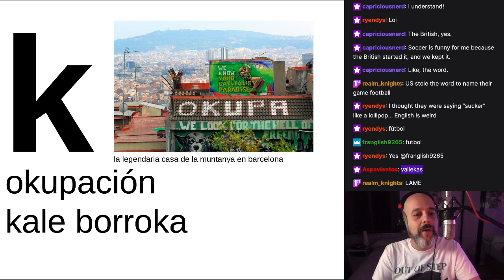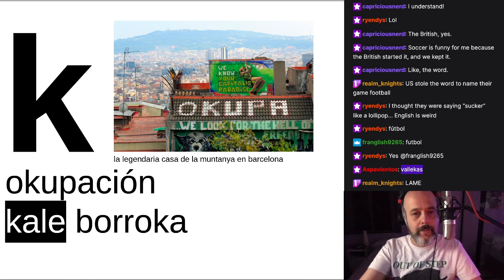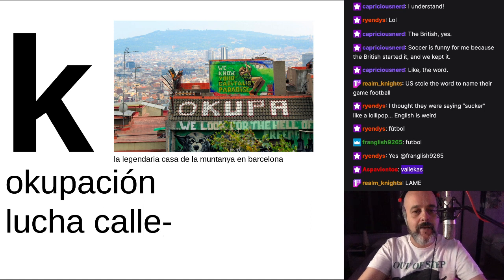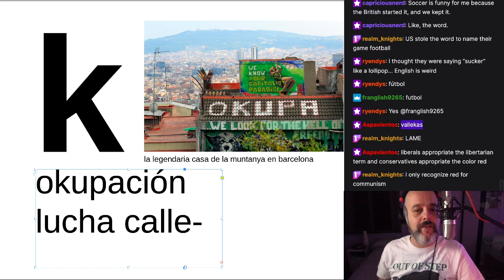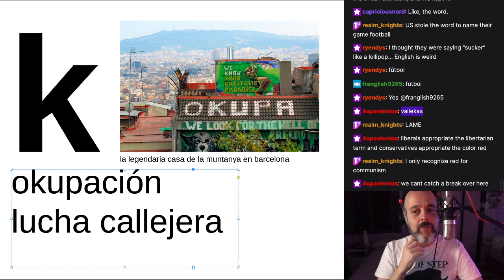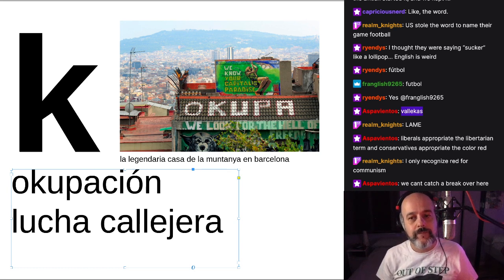So, ocupación and kale borroka, which is not a Spanish term. It's a Basque term that we can translate as lucha callejera. So, ocupación is the occupation of buildings. Some people do it for a living, but most of the time, what the movement does is, yeah, you only recognize the right for communism.